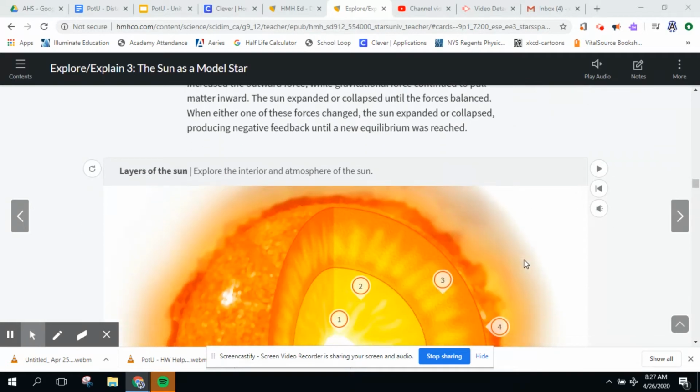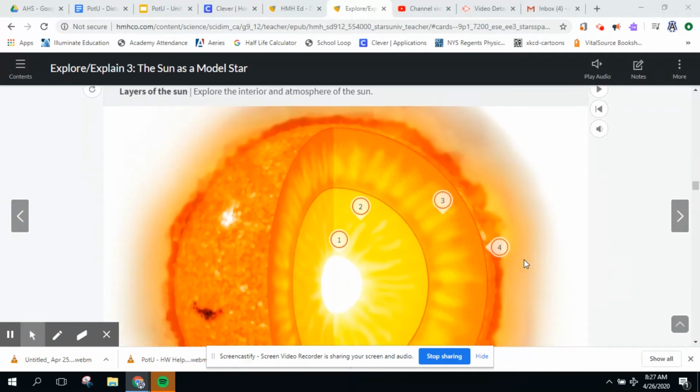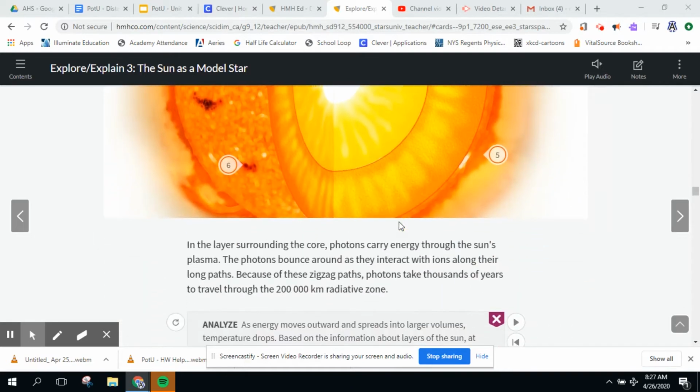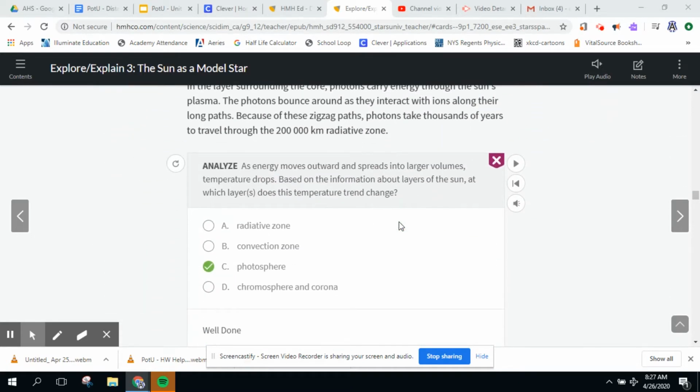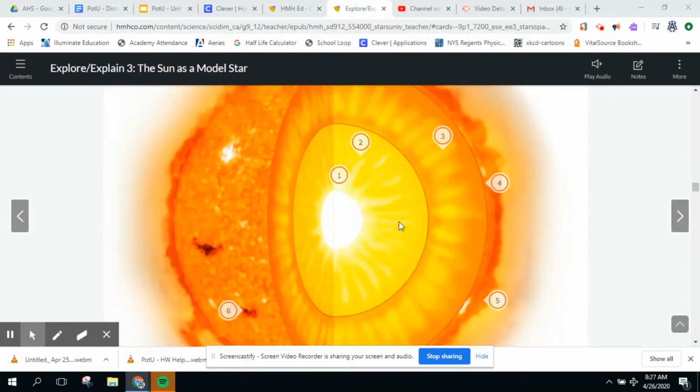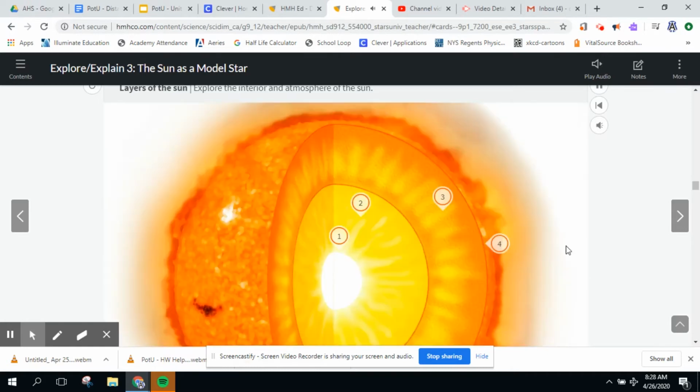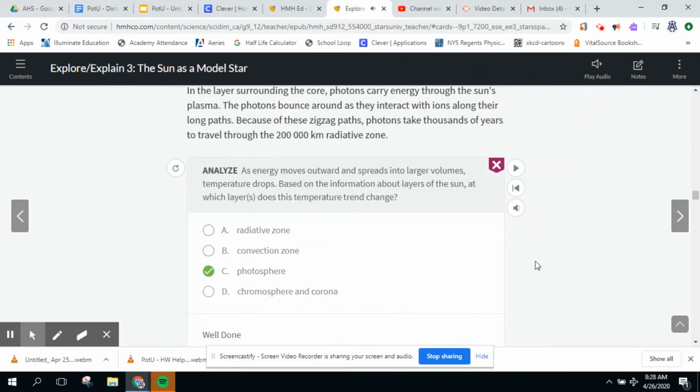When we look at the interior of the sun, we're looking at the layers of the sun. You can click on these icons and see what the different layers are. The question at the end here is asking, where does the temperature trend change? Well, that's in the photosphere. So the photosphere is up here. Thermal radiation is given off at the surface, where the sun's matter becomes transparent to visible light, and you'll see that you have this shift in temperature there, about 6,000 degrees Celsius, kind of at the surface of the sun.